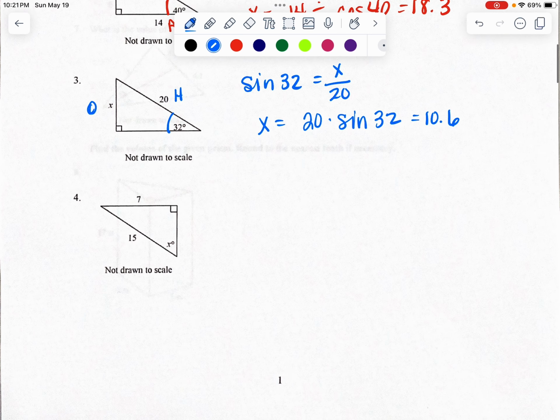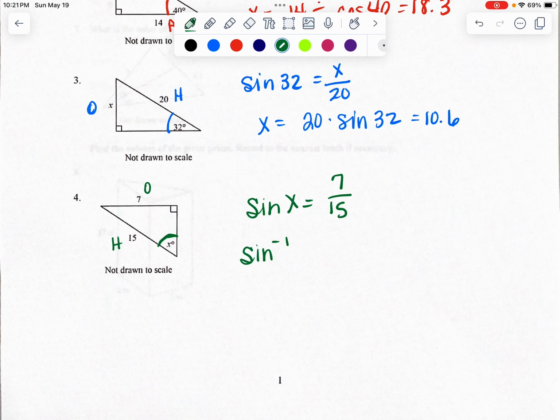Number 4, we're looking for an angle. Remember, when we're looking for an angle, the last step's a little different. So in reference to my angle, 15 is the hypotenuse regardless, and 7 is opposite. So this is going to be the sine function. This time I don't know the angle. Opposite over hypotenuse is 7 over 15. Remember, when we're looking for an angle, we're going to use the inverse of sine.